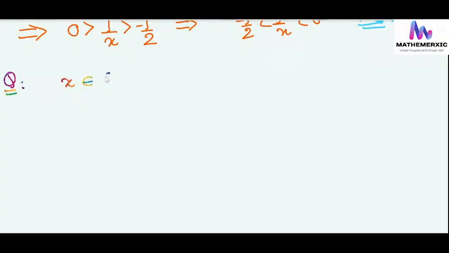X belongs to minus 1, 3, minus 0. X belongs to minus 1, 3. 0 is not there. So what do you want? What is the value of 1 by x?